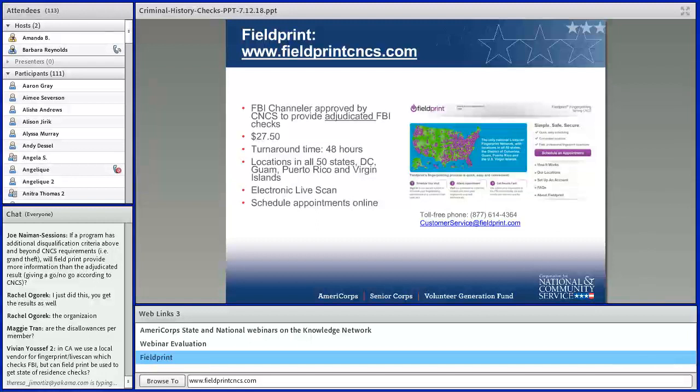Let's see, are the disallowances per member? Yes. So if you have 5 non-compliant members, it's going to be 5 times whatever the mitigation rate is. If you have 1,000 non-compliant members, it's going to be 1,000 times whatever the mitigation rate is.